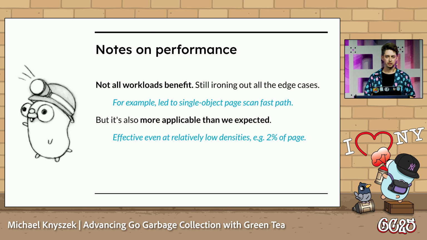But we worked around some of the early issues here by, for example, adding a fast path for pages which only have a single object to scan, which helped to reduce and eliminate some of the regressions early on. On the brighter side of things, though, we learned that page scanning is a lot more applicable than we initially expected. Even at relatively low densities, like even if we're only scanning 2% of a page at a time, that can yield significant improvements, which is pretty motivating.